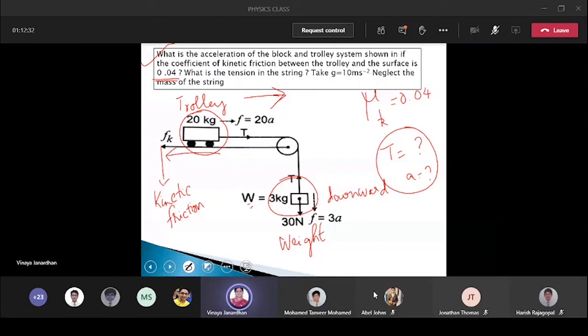And look at this. When the trolley is moving forward, there will be a frictional force acting, right? There is a force of friction which is acting towards the left. The trolley is moving forward, so there will be a frictional force acting between the wheels of the trolley and the table top in the opposite direction. That is your kinetic friction. So draw the diagram, write the question.